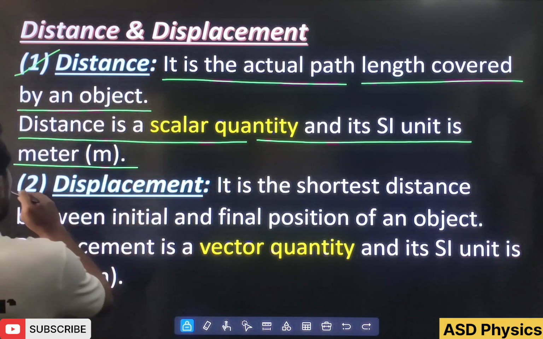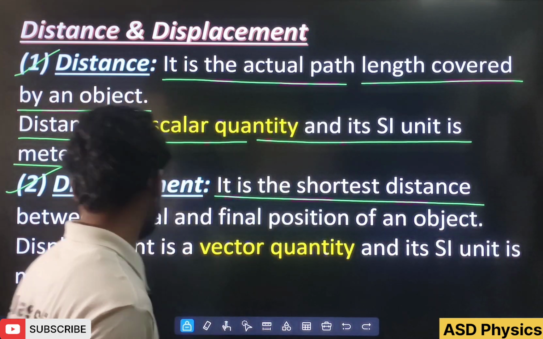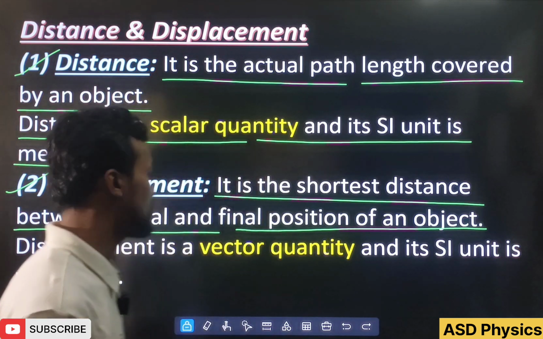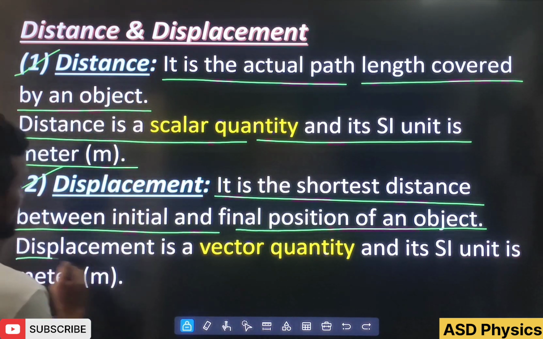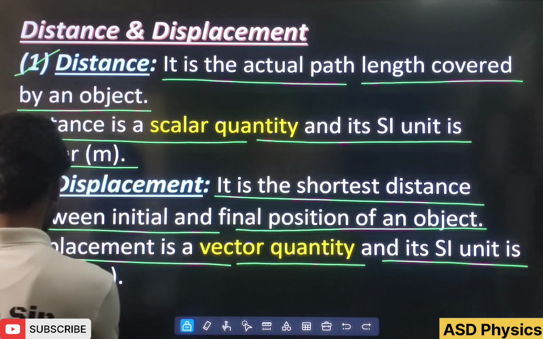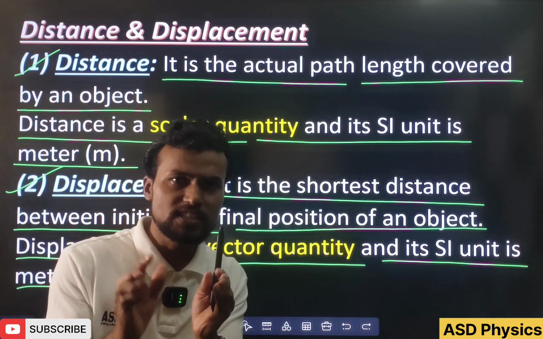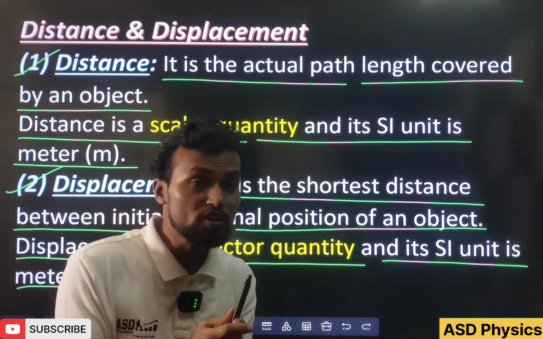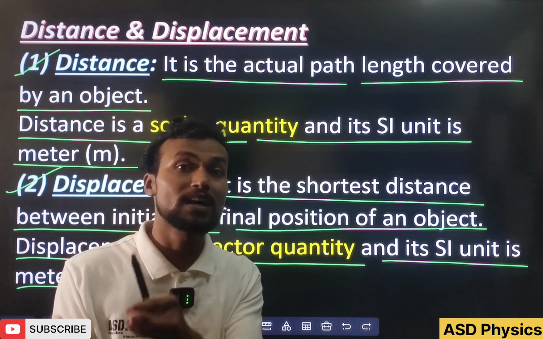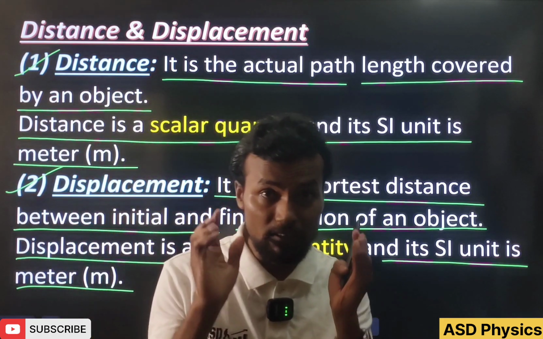Great. If we talk about the displacement, can you see here? Very important. It is the shortest distance between the initial and final position of an object. Okay, and displacement is a vector quantity and its SI unit is the meter. So as distance is scalar, this distance will always be positive. I am not telling that all scalar quantities are always positive, but some scalar quantities can be always positive also. Okay, so distance is a kind of scalar quantity that will always be positive.